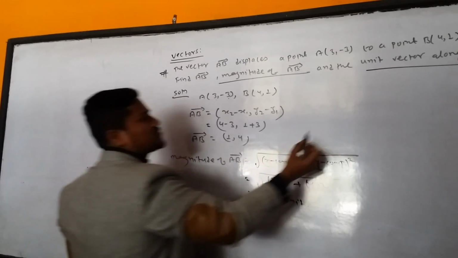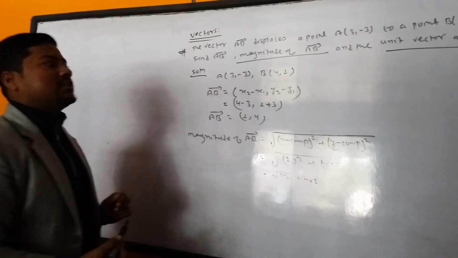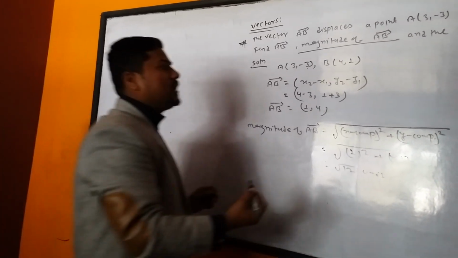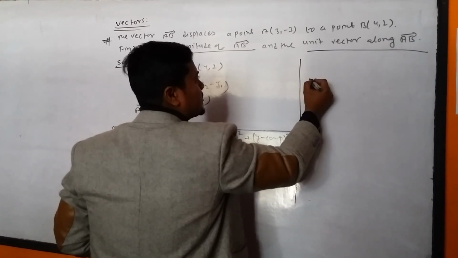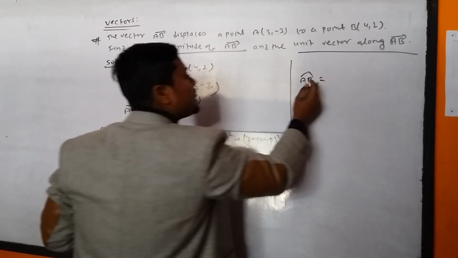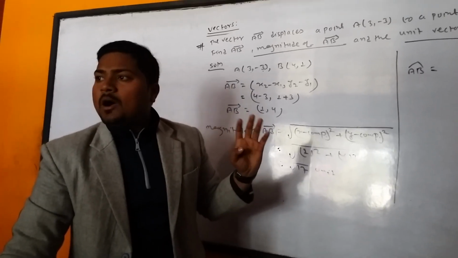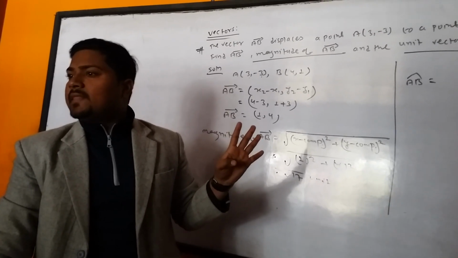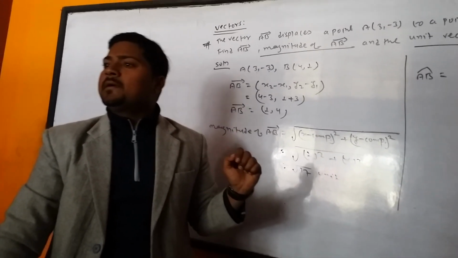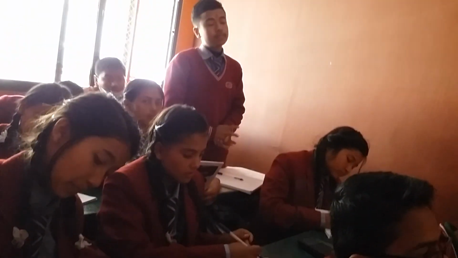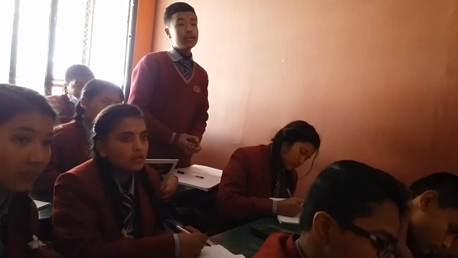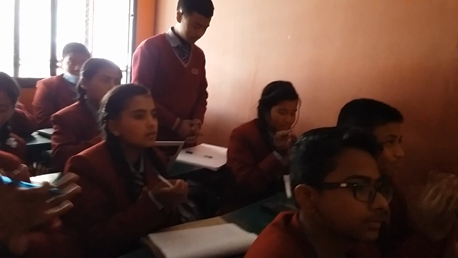Now we have the third question also. Find the unit vector along AB, which means AB cap. This is the unit vector symbol. What is the formula to find the unit vector? AB vector by magnitude of AB vector. Very good.